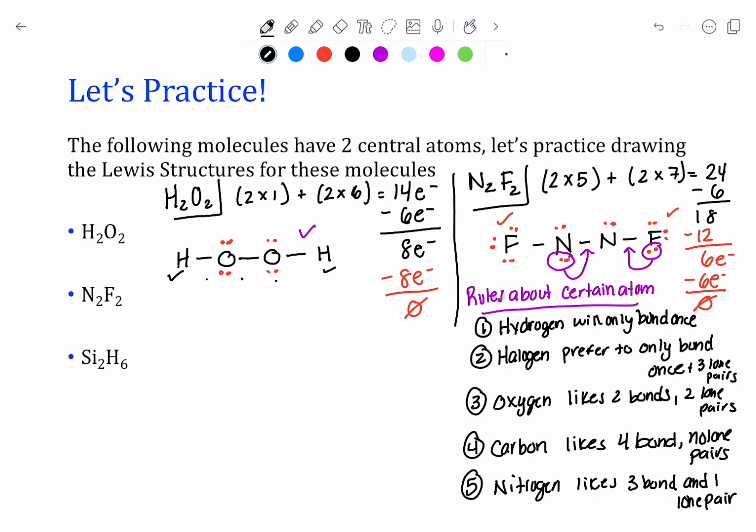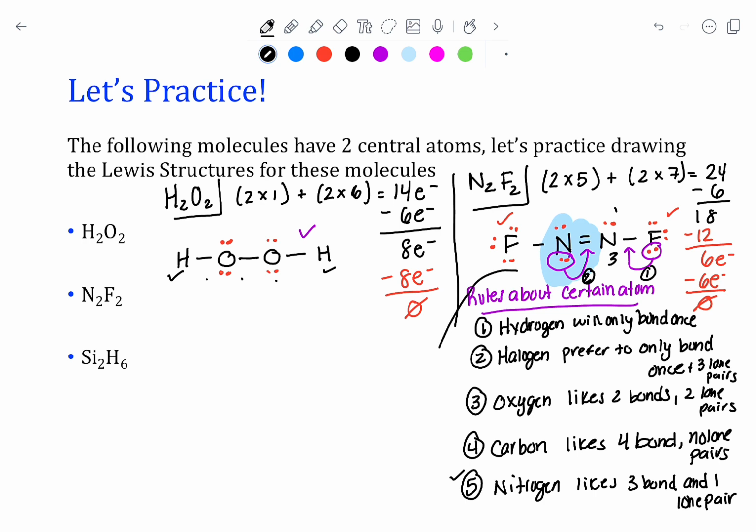So if we look at our options here, if I were to do this first option, that would mean that my fluorine would have a double bond. It would have 2 bonds and 2 lone pairs, which is not what it prefers. If I use my second option, I would have a double bond between my nitrogen and my other nitrogen. Each nitrogen would then have 3 bonds and 1 lone pair, which is what it prefers. So we are going to go with option 2.